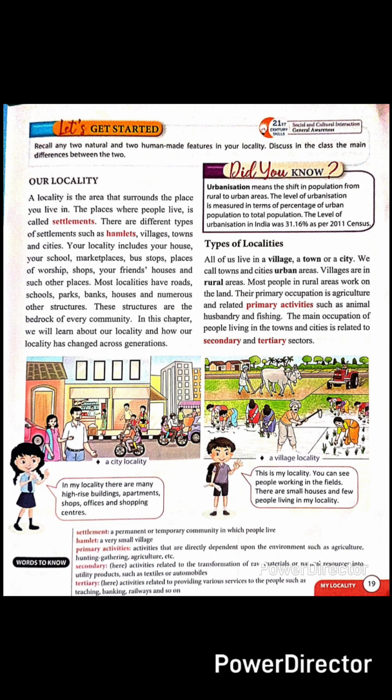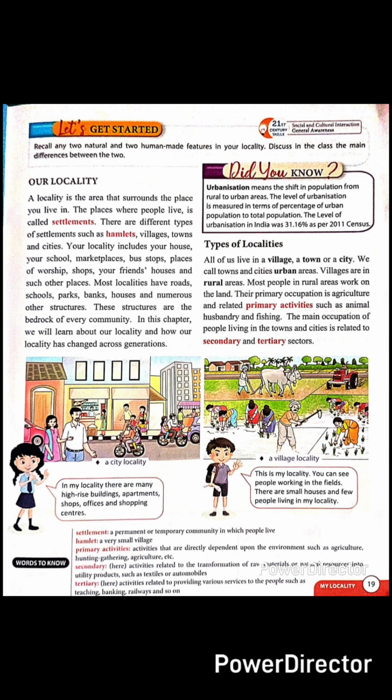The main occupation of people living in urban areas is related to secondary and tertiary sectors. Secondary sector focuses on manufacturing and processing of raw materials into finished goods. Tertiary sector provides services like education, healthcare, banking, and so on. Primary, secondary, and tertiary sectors are interdependent on each other. Now, children, I have explained to you primary, secondary, and tertiary activities.